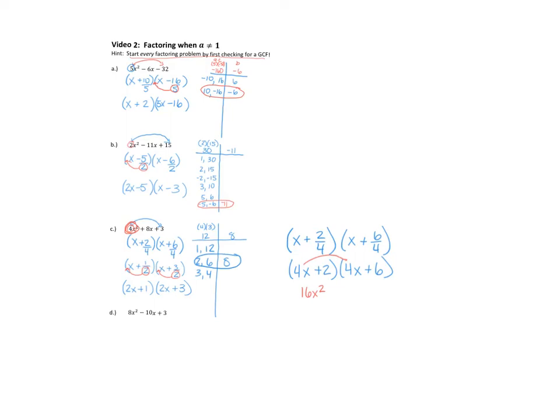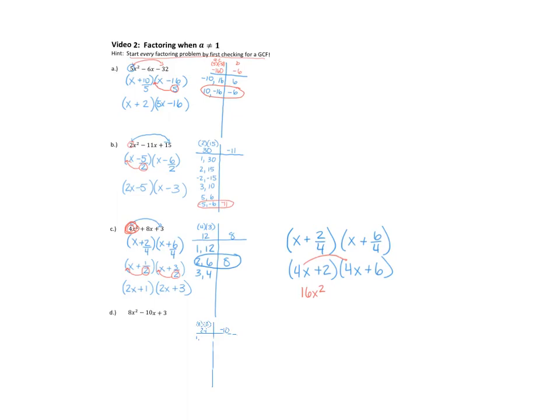Okay, let's try the last one. So again, I glance through and see that there's no GCFs that I can take out of these. So I'll go ahead and jump in with multiplying a times c. So a is 8 and c is 3. So multiplying these together means I'm looking for factors of a positive 24. And b is negative 10. So then I need what's going to add to a negative 10.